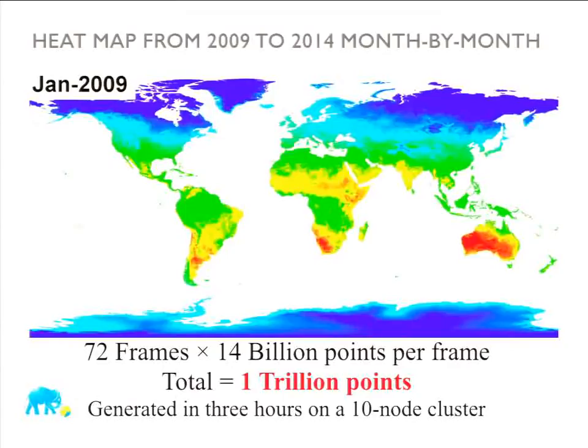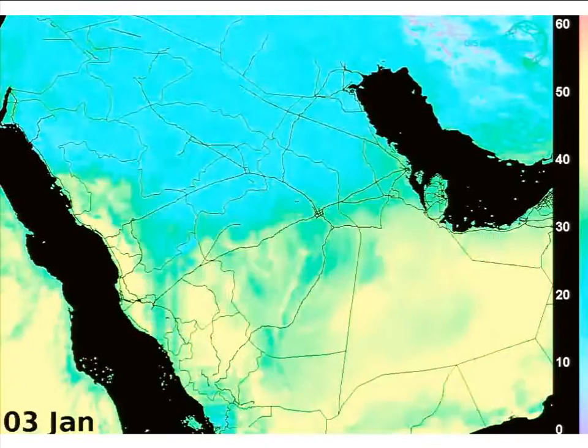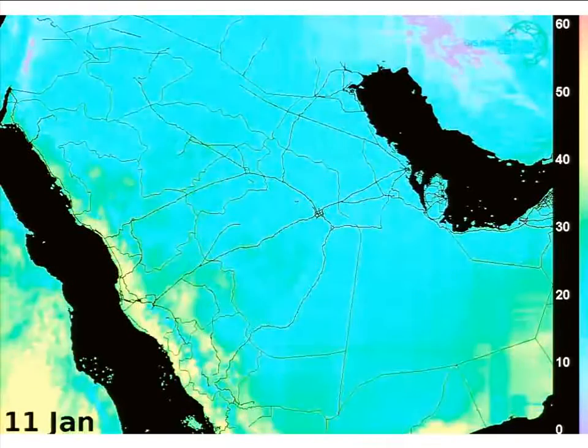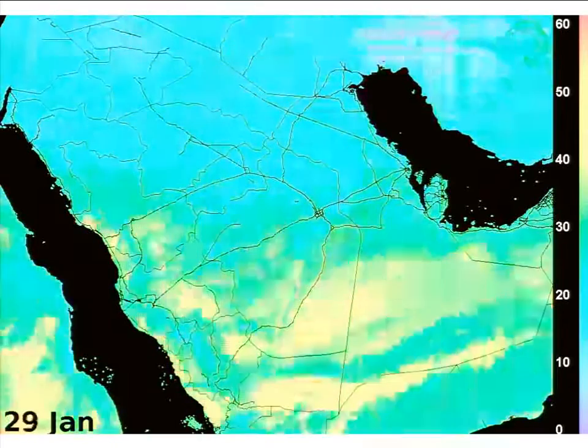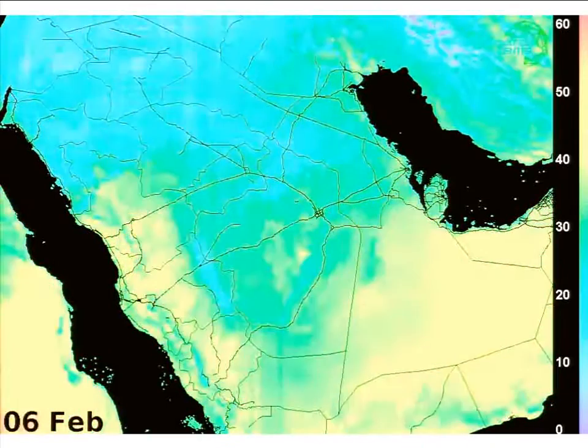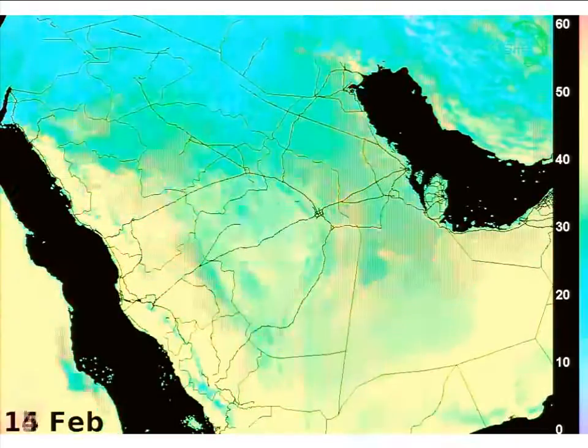So just to give you a sense of what this thing can do, 1 trillion points generated in 3 hours on a 10-node cluster can generate a heat map of temperature over spatiotemporal data. It can also generate videos, so you feed a bunch of spatiotemporal data, and it generates heat maps, and then what you get out is a video so that you can watch. I think this is temperature over Saudi Arabia.